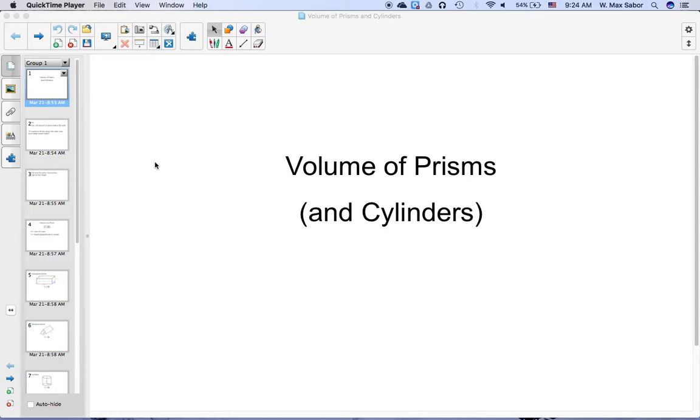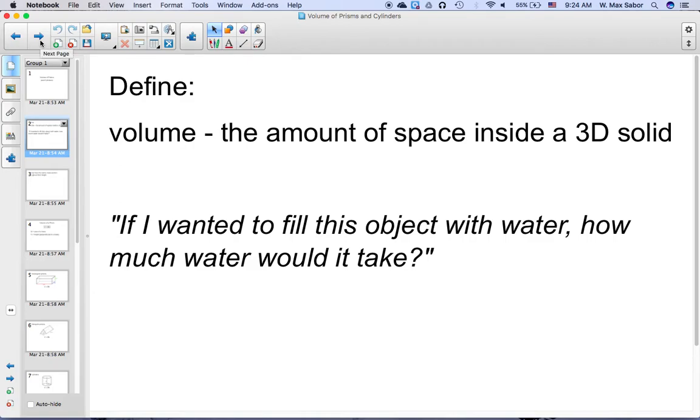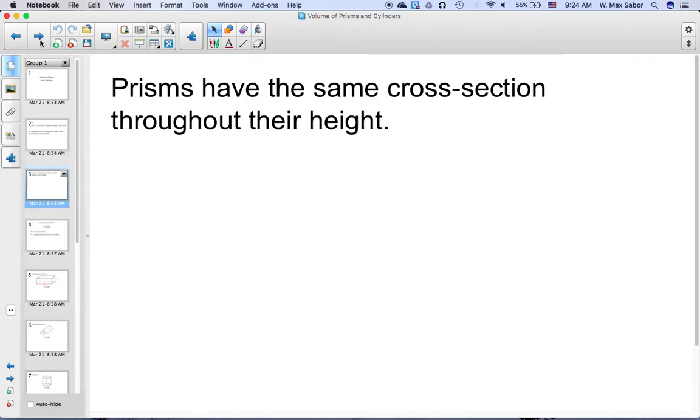The volume of prisms and cylinders. So, volume is the amount of space inside a three-dimensional solid. So if you wanted to fill this object up with water, how much water would it take?